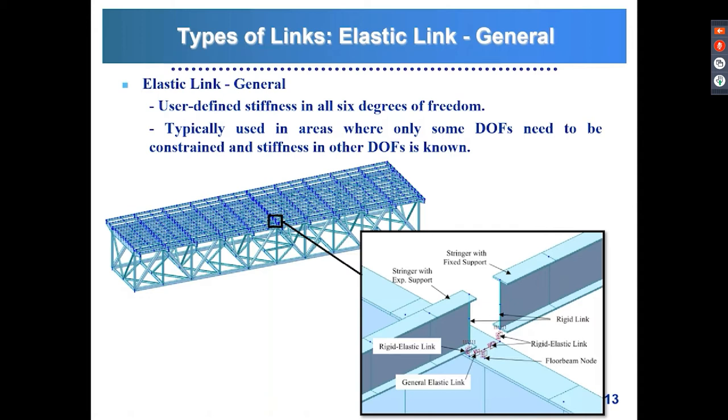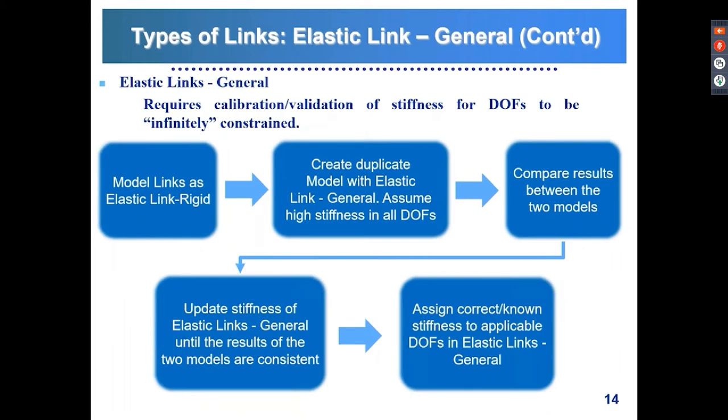So I mentioned that we use a very high stiffness to simulate rigid behavior. Now that's something that you need to keep in mind for the general elastic link. If you're going to do that, you have to make sure that you calibrate that stiffness that you're using for the rigid behavior. And there's a very straightforward process to do that. Basically, you want to make sure that whatever high stiffness you're using is actually simulating that rigid behavior that you want.